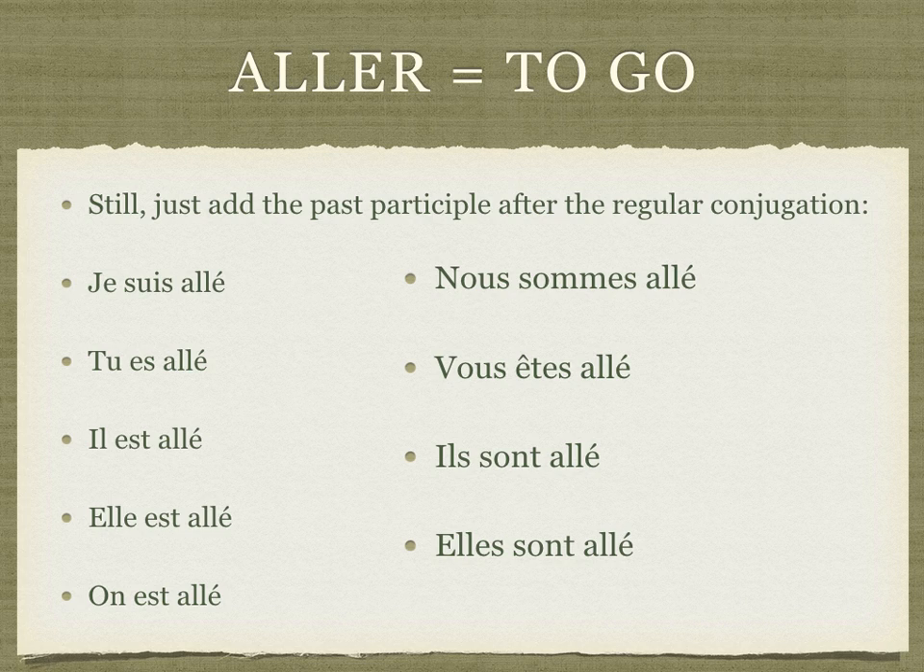So, oddly enough, our very irregular verb aller actually has a regular past participle. We drop our ER and add an É accent aigu. Je suis allé, tu es allé, il est allé, elle est allée, on est allé, nous sommes allés, vous êtes allés, ils sont allés, elles sont allées.